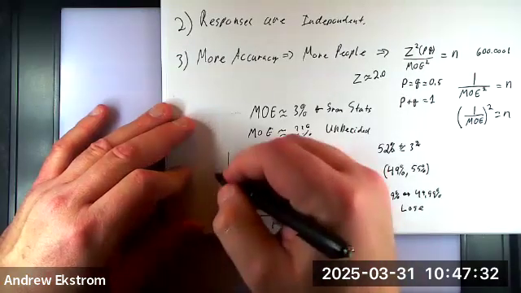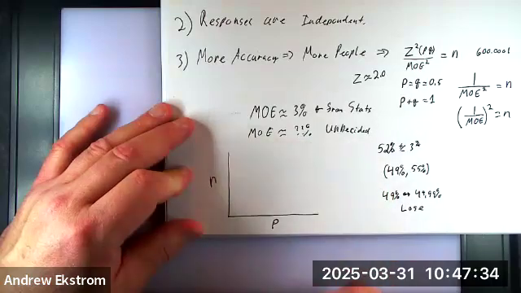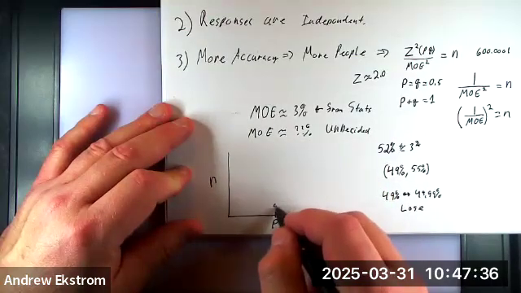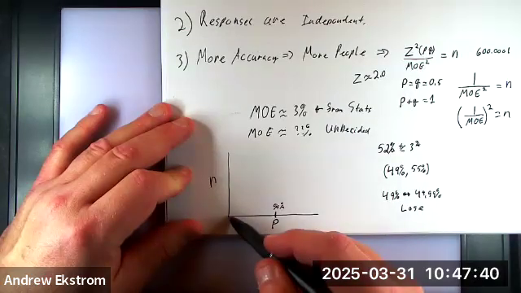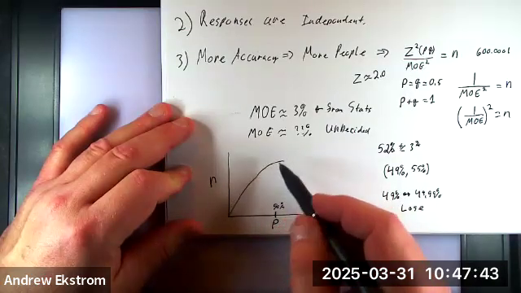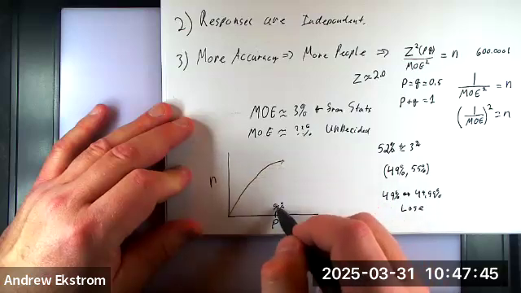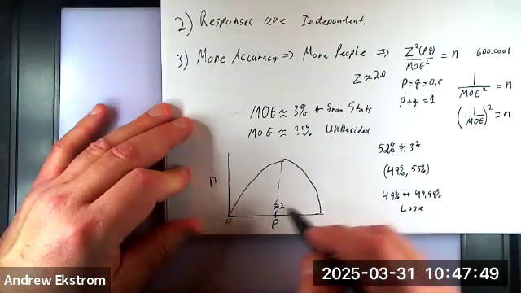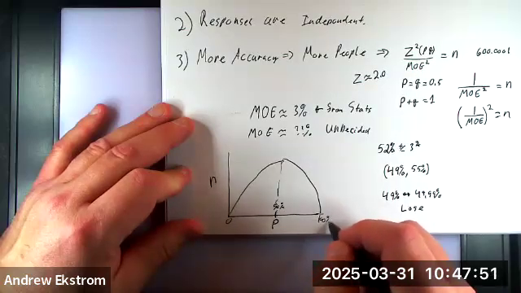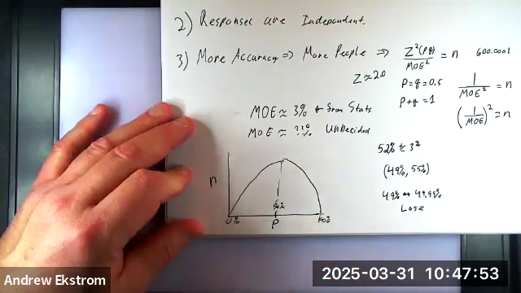We can have our proportion down here, the number of samples that we want here. And I'm going to call this right here in the middle 50%. The number actually goes up, hits a peak right at 50%, and then comes back down. So if this is 0%, this is 100%.